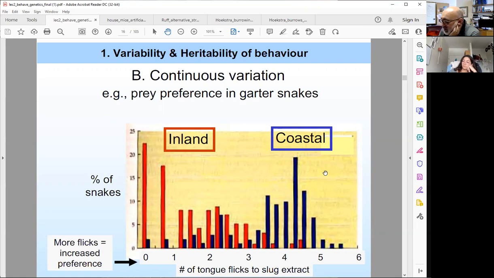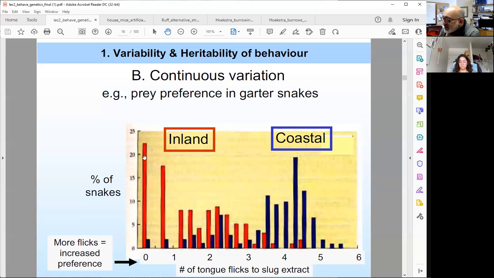And what you see here fairly clearly is that these naive snakes from coastal areas, the blue bars, tend to have a higher preference for the slug extract. That is, they are on average flicking their tongue towards that slug extract far more than naive inland snakes. So this suggests that this preference that these snakes have is innate, and that it is genetically determined, in part at least.